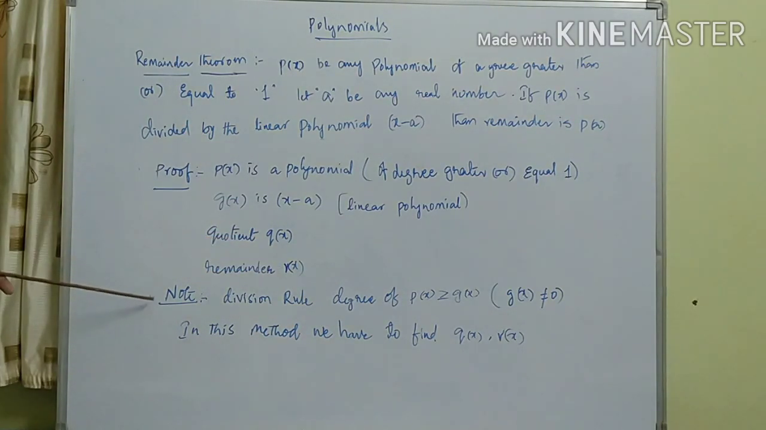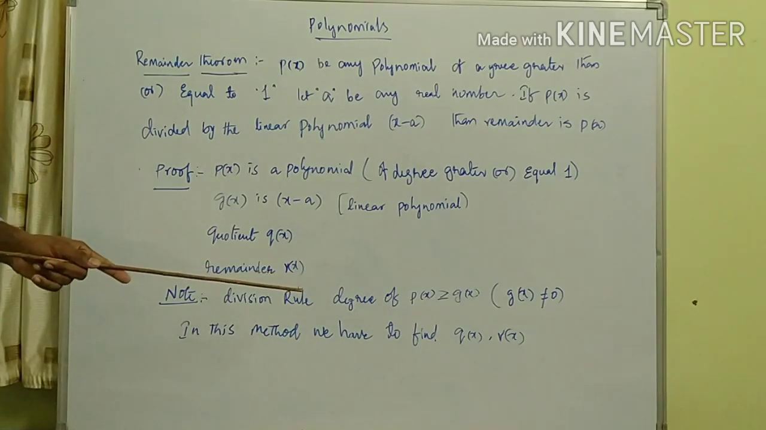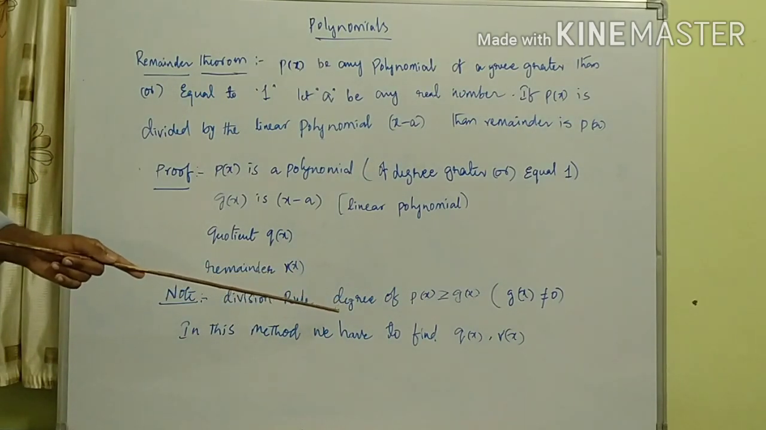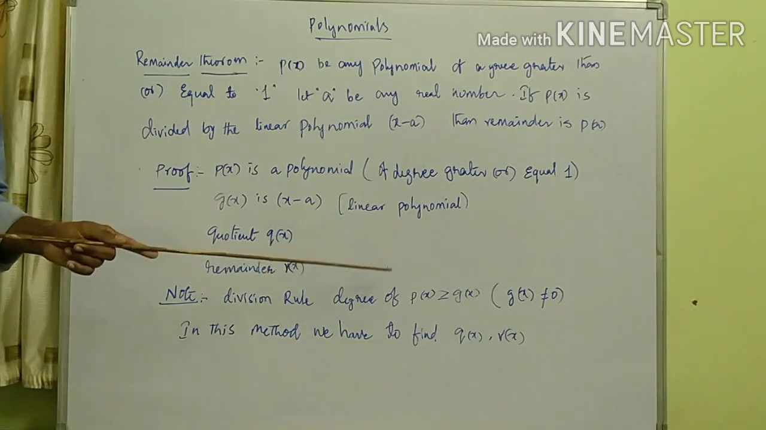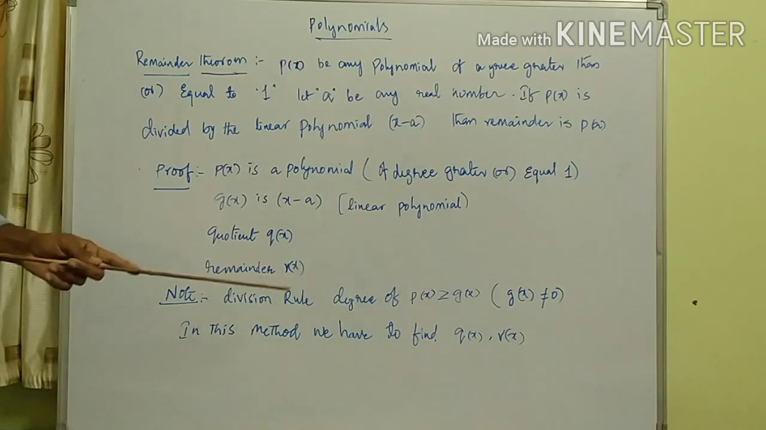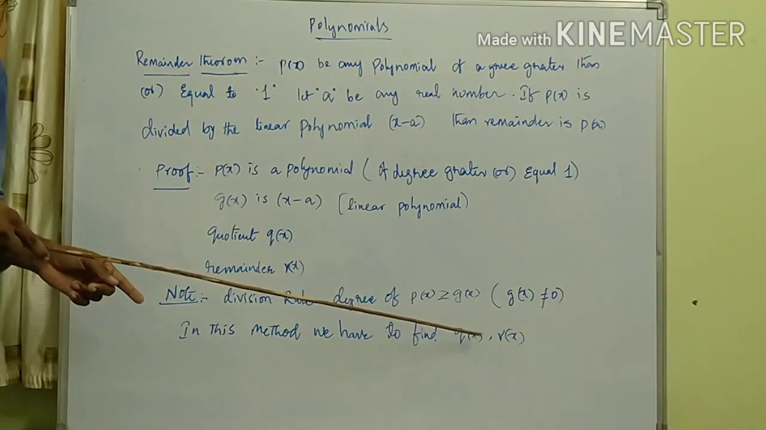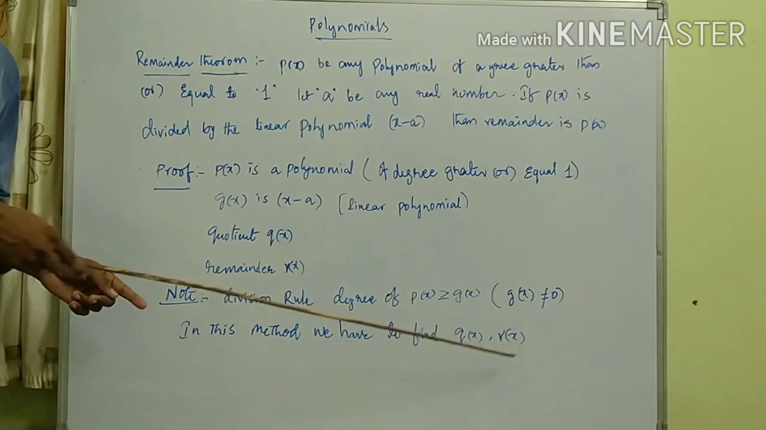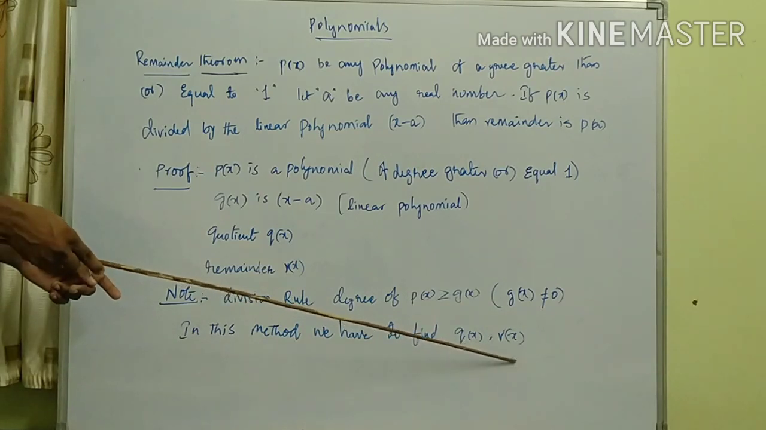Some important notes, this is a very important note to remember. Division rule: the degree of p of x is greater than or equal to the degree of g of x. In the division rule, the degree of p of x is greater than or equal to g of x. This is a very important rule. And g of x is not equal to 0. In this method we have to find q of x and r of x. These are the long division method objectives. We have to find q of x and r of x in the long division method.